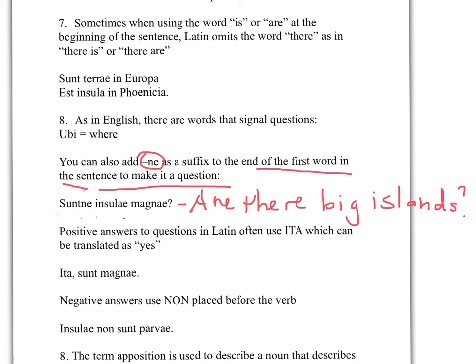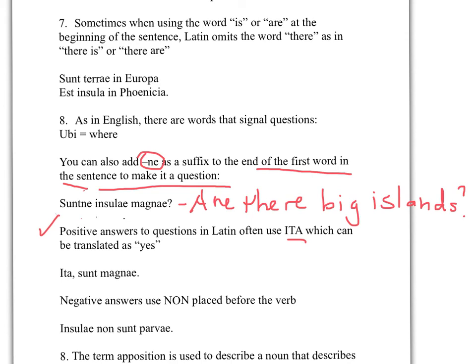The book points out next that positive answers to questions in Latin often use the word ita, I-T-A. Although this doesn't literally mean yes, it essentially means yes in practice. I will certainly accept in your translations yes for the word ita.